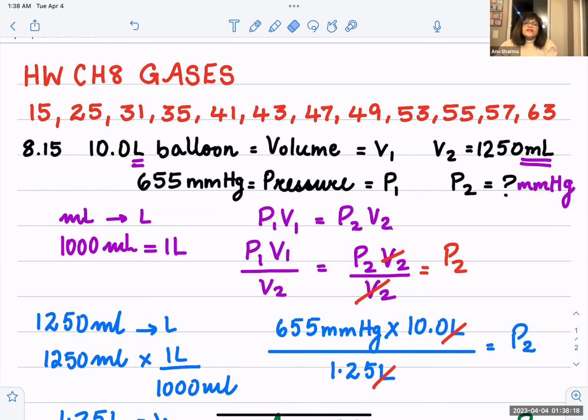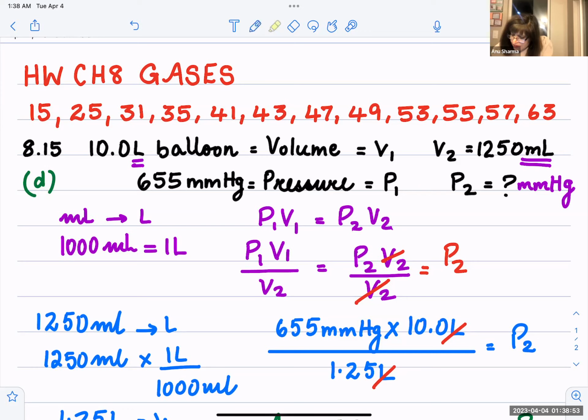8.15. And in this question, we are given the volume of the balloon, which is 10 liters. And we are given the pressure at the 10-liter volume, which is 655 millimeters of mercury. Next, they are asking you to find the pressure in millimeters of mercury when the given volume is 1,250 milliliters. So I'm doing part D here. Actually, I had already done this, and so I'm just going to walk you through it again. So 1250, that is the volume that is given.